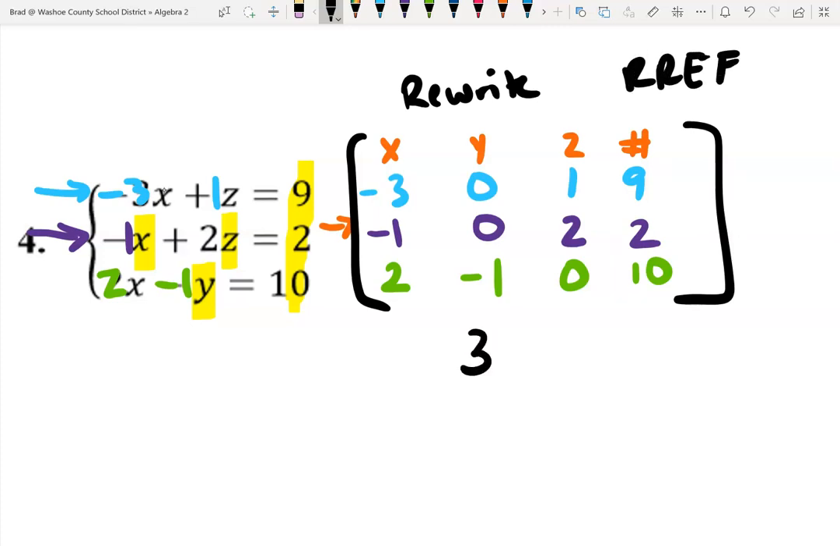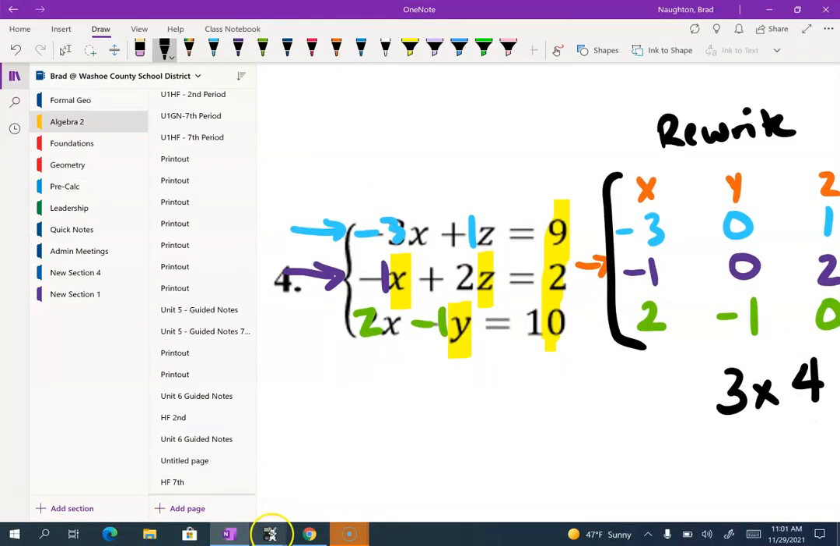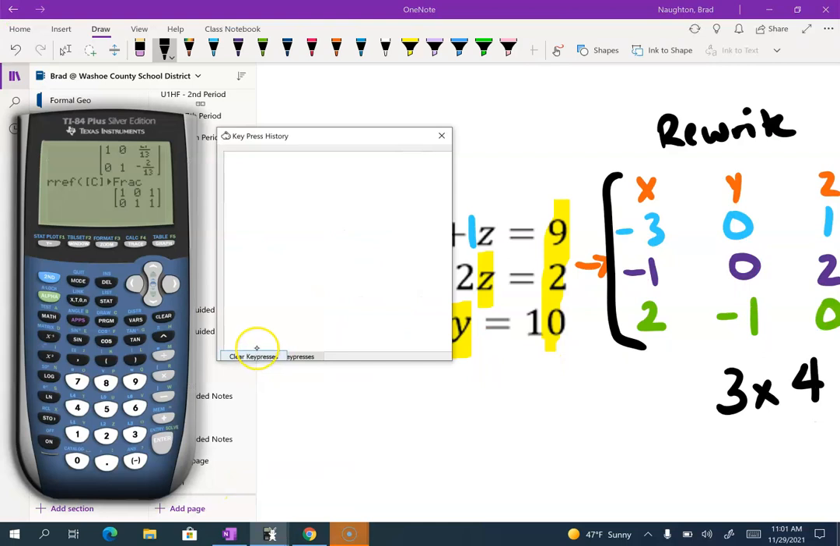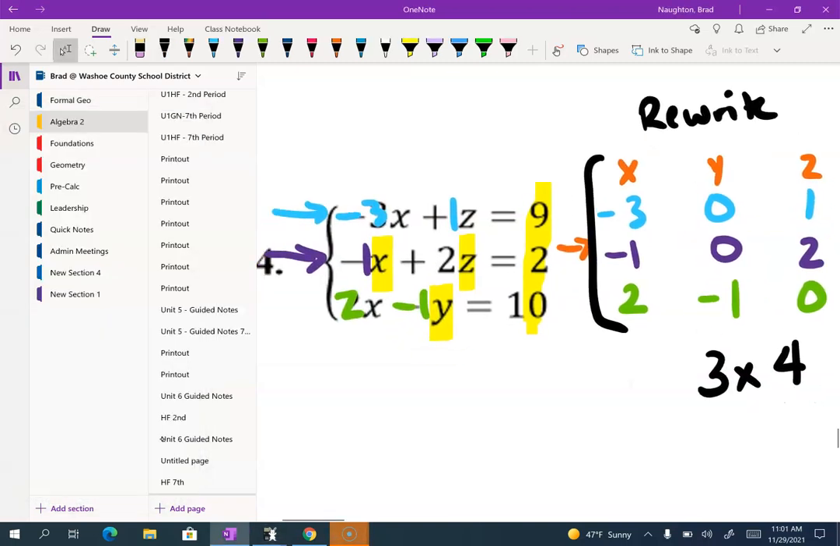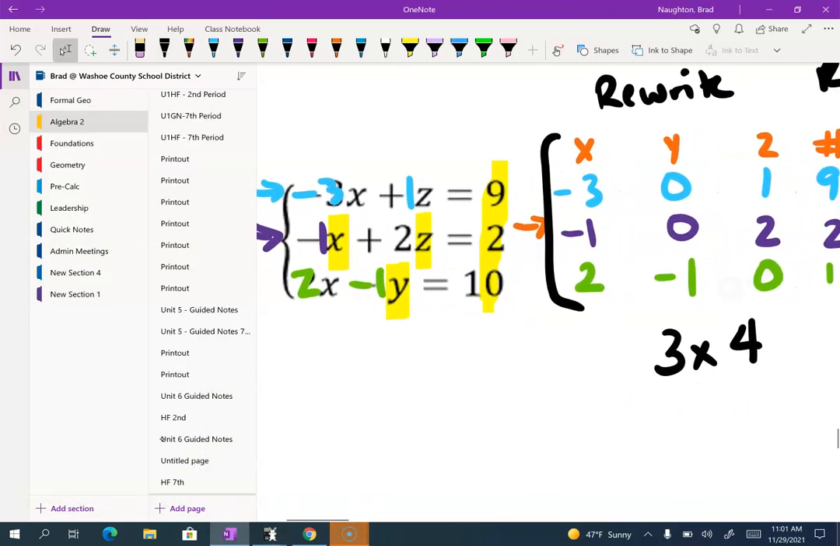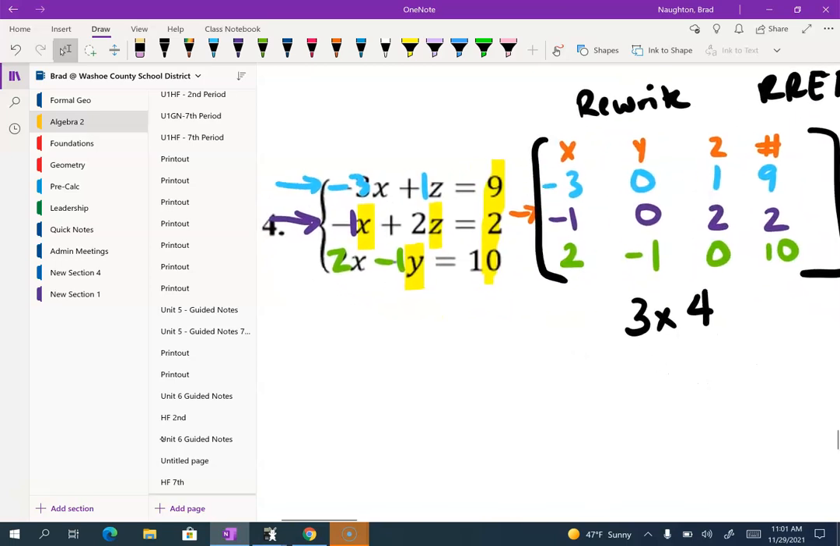But in this case, I have a 3 by 4 matrix. So go ahead and go to our matrix. I'm going to go second matrix, go over to edit, go all the way down to D here. So this is going to be a 3 rows by 4 matrix. And I'm going to shrink this so we can see it a little bit better. Maybe. There we go. Thank you, touchscreen.